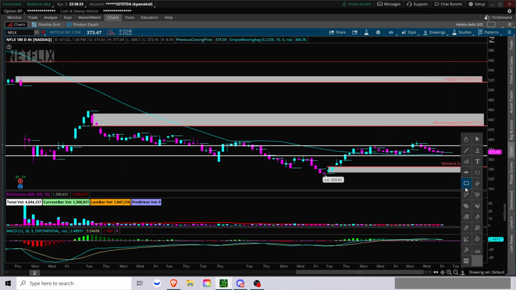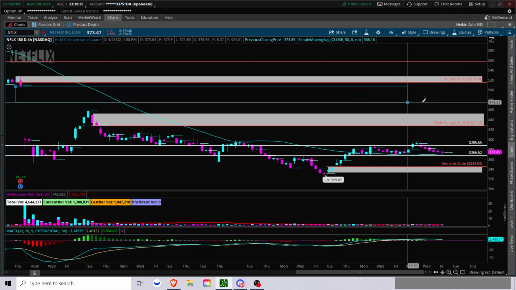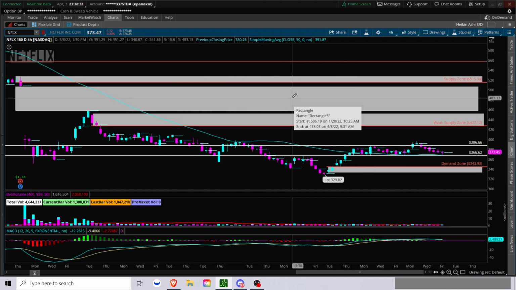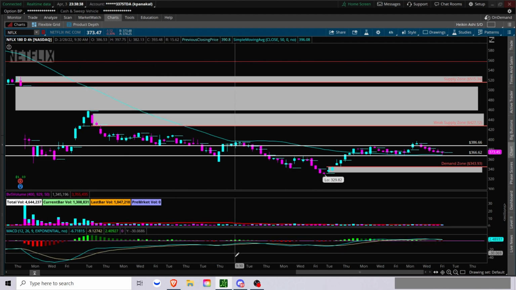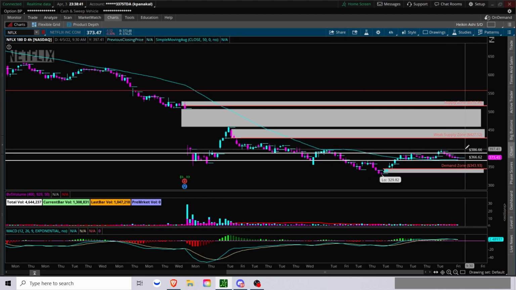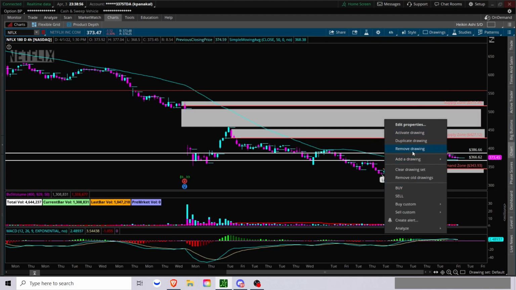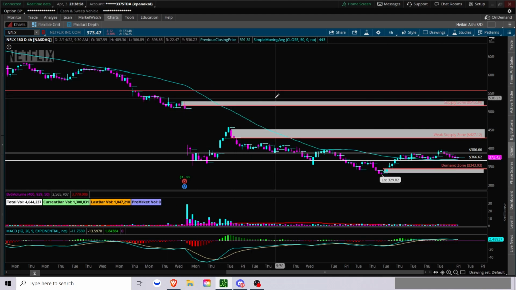Let me get a rectangle. We still need to fill this area right here. This is the area we need to fill, which is from 458.03 to 506.19, right? This area is still going to be filled in the upcoming future. So that's why this range is very important, because if we break above this range, and we actually break above this weak supply zone, we can easily profit off of calls, right? As we trade the filling of the gap down. So keep that in mind. That's how you trade gap ups and gap downs.